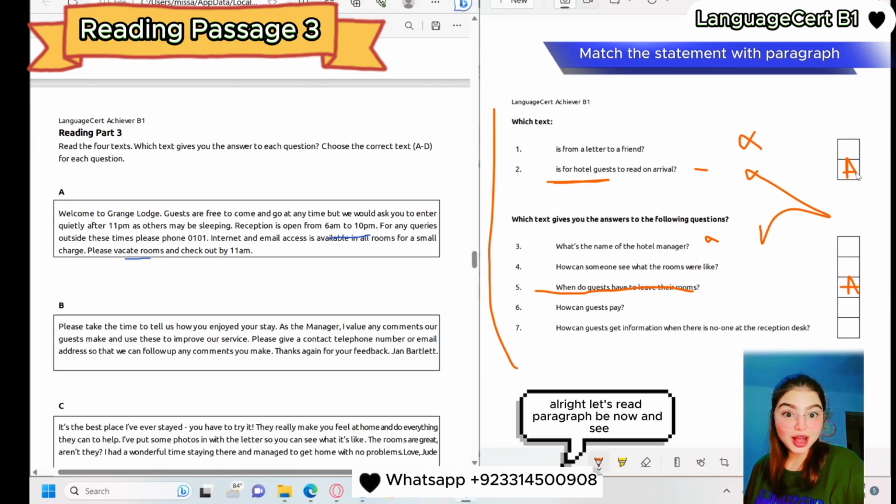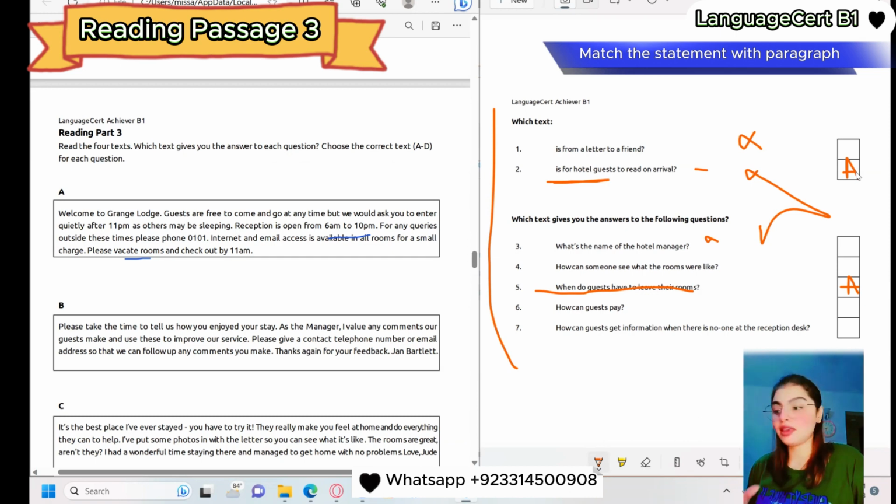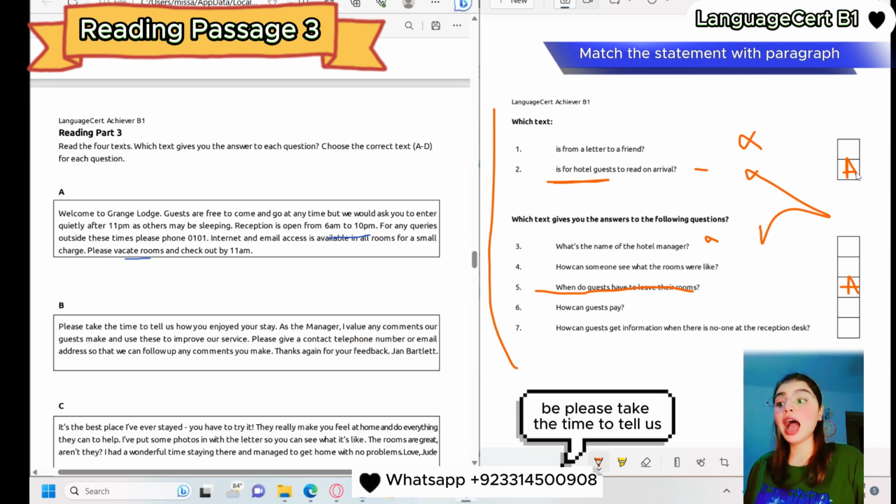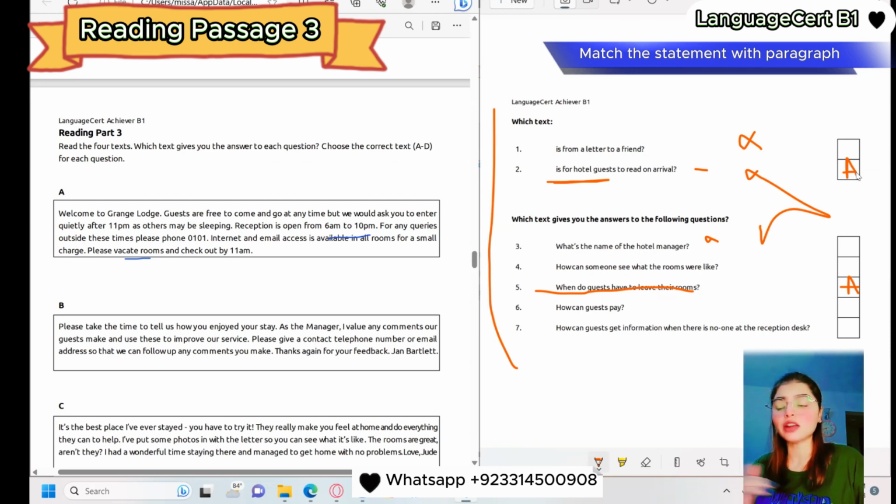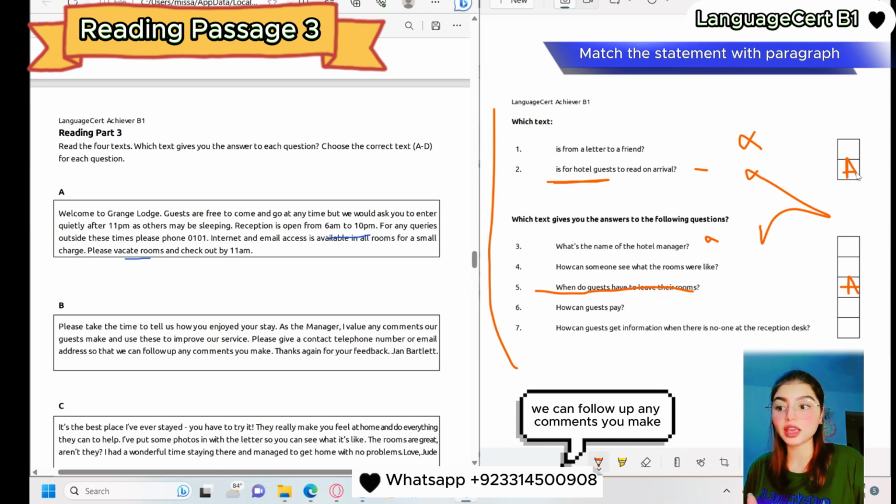All right, let's read paragraph B now and see which statement matches this text, or what information this paragraph contains. Let's have a look. "B, please take the time to tell us how you enjoyed your stay. As the manager, I value any comments our guests make and use these to improve our service. Please give a contact telephone number or email address so that we can follow up any comments you make. Thanks again for your feedback."